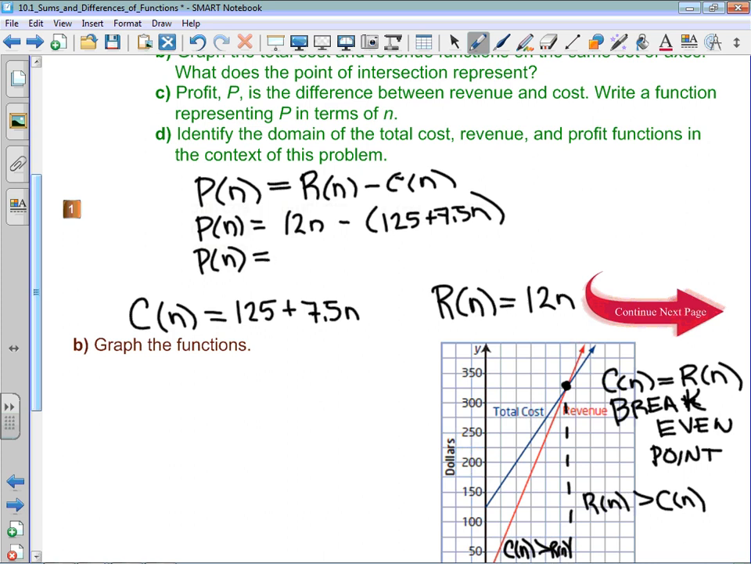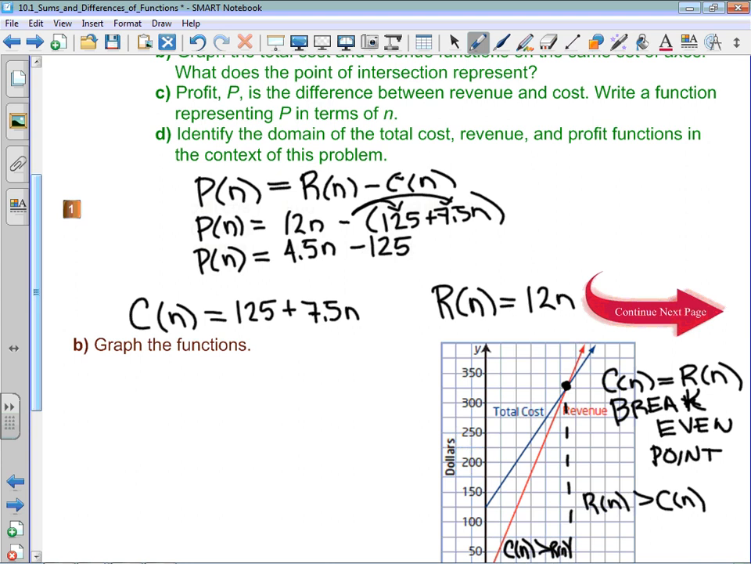So 12n minus 7.5n, because that negative is going to distribute into the bracket, gives me, so 12 minus 7.5 is 4.5n minus 125. All right, and then the last part wants us to identify the domain of the total cost, revenue, and profit function in the context of this problem.